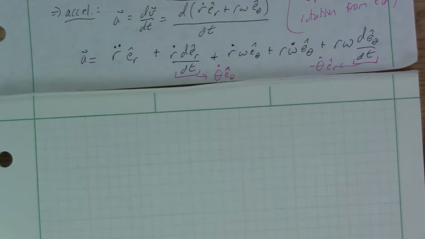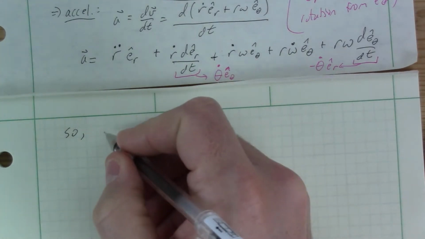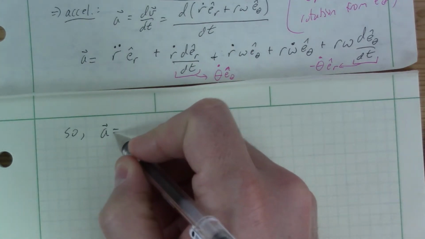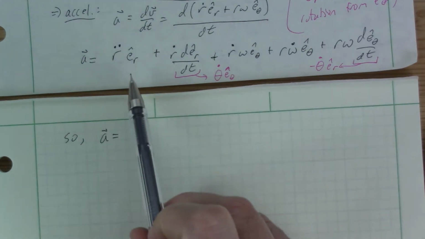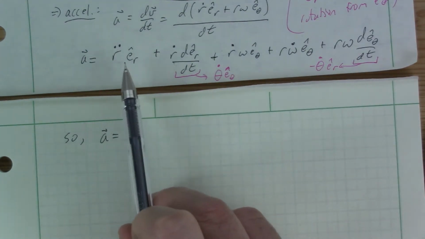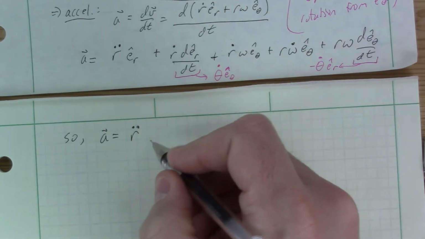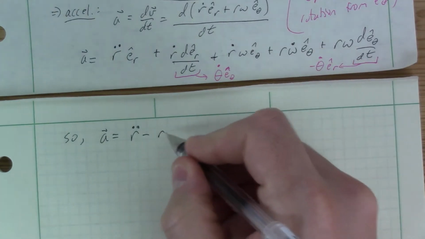Let's see if we can get to a final result here. It's getting a bit lengthy; these accelerations do that. Now, what are the terms in the radial unit vector direction? It's this first term and the last term. We have an r double dot and an r omega theta dot.